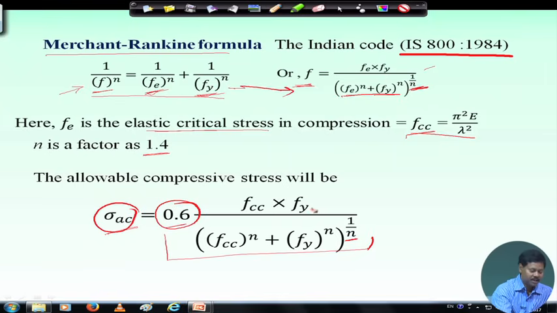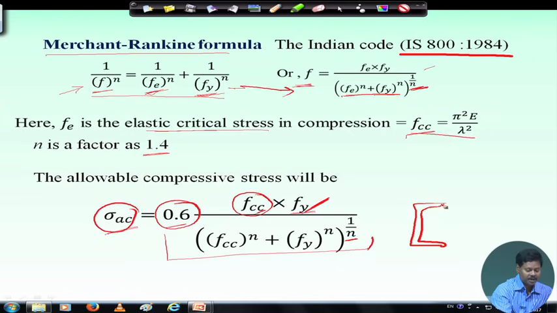One is the material property, the material strength, which is the yield strength F y, and another is F c c, that is the elastic critical stress, which comes from buckling. So, global buckling and the squashing effect have been taken into consideration, but another important parameter which has not been considered is the geometrical configuration of the cross section of the member. Say for example, this is a cross section of the member.